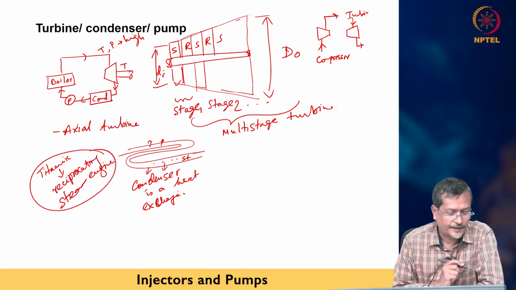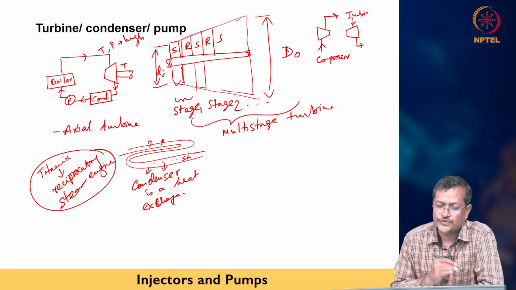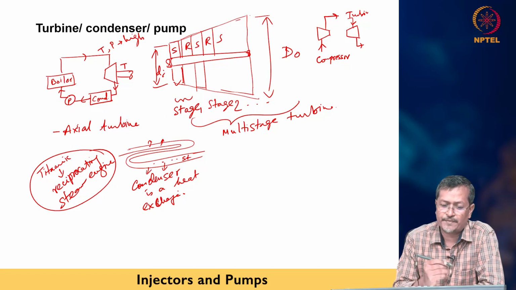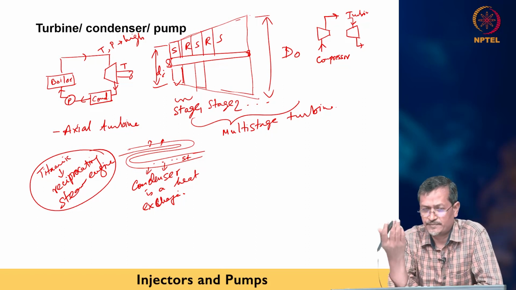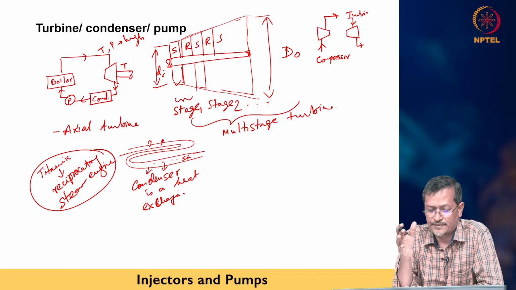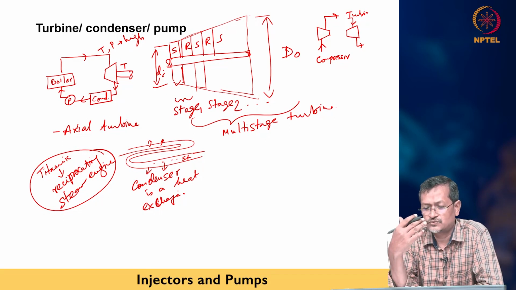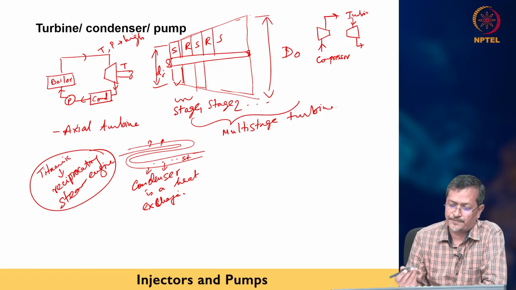Okay. Now next is the pump. So where is the pump? Pump before boiler one pump will be there. So that pump can be centrifugal pump or jet pump. Previously people were used to use one ejector. Ejector. What is ejector pump?